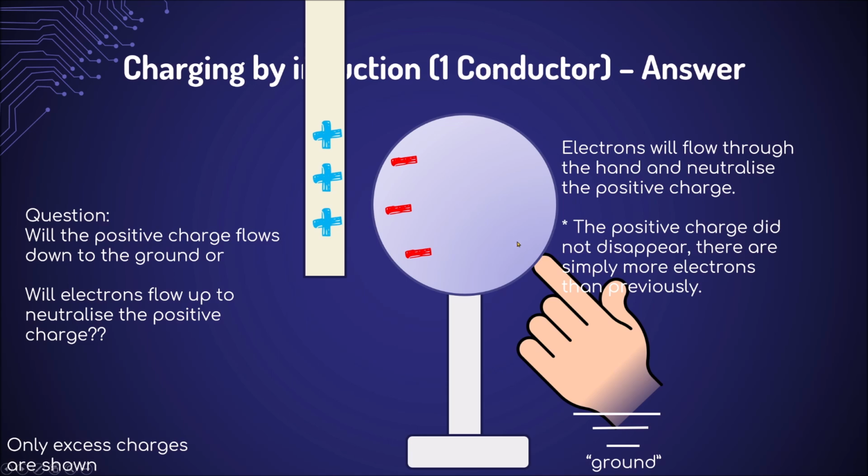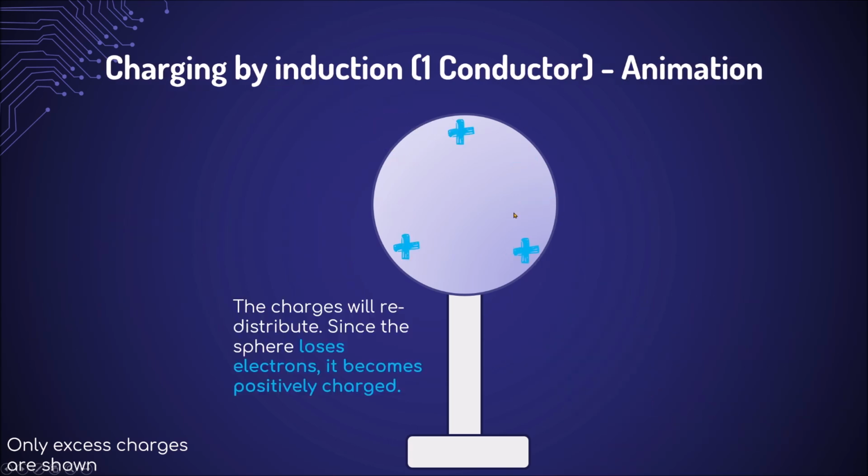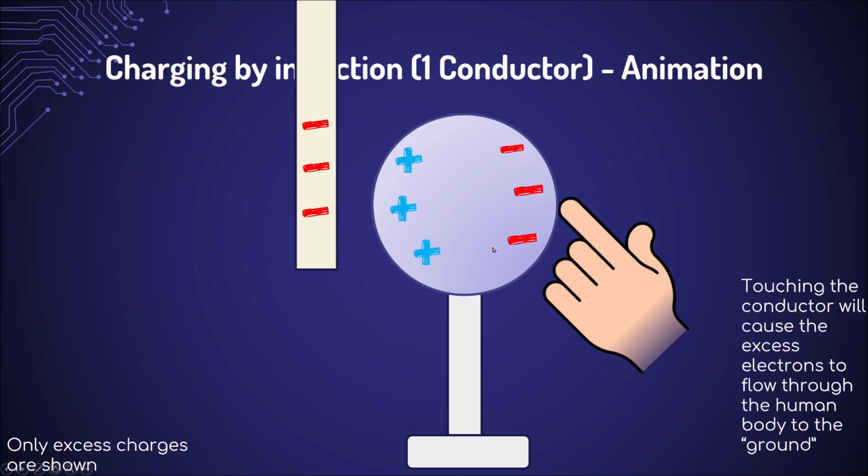Okay, and do note that it doesn't matter where my hand is touching. My hand can be touching on the right side or on the left side. The same process will still occur. In this case, the electrons will flow to neutralize the positive charge, and in the previous one, whether my hand is touching here or here, the electrons will still flow away to the ground. So hopefully that will explain how we can charge by induction using one conductor.